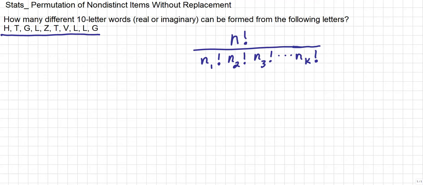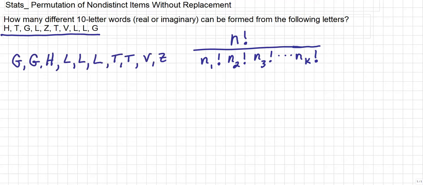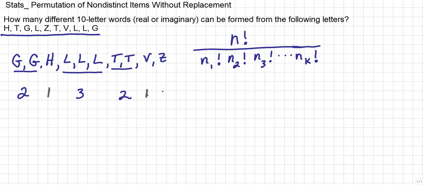However, if we go ahead and alphabetize these, you'll notice that there are some groupings. For example, G occurs twice, so there's two of them, and L will occur 3 times, so there's 3 of those. And T also occurs twice. And then the rest of them, we have one H, one V, and one Z. And if we add those numbers together, that's our 10 items in our particular arrangement that we're looking at.